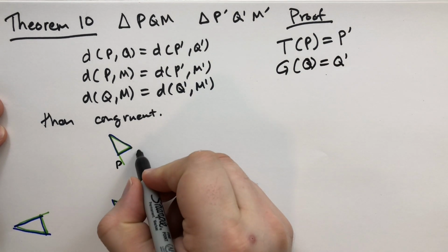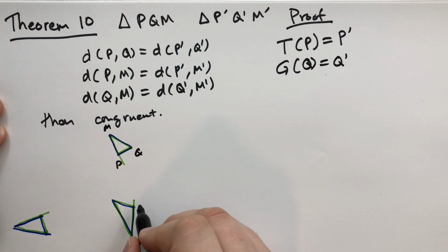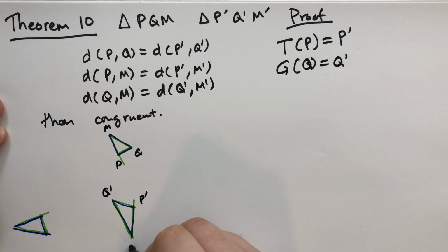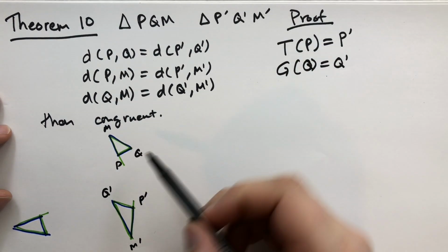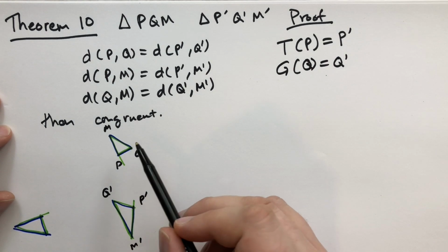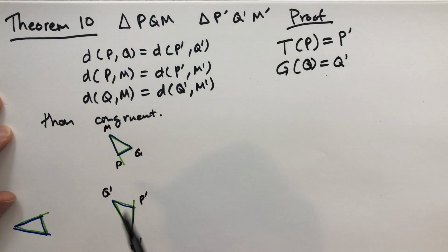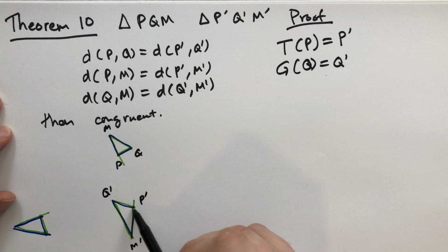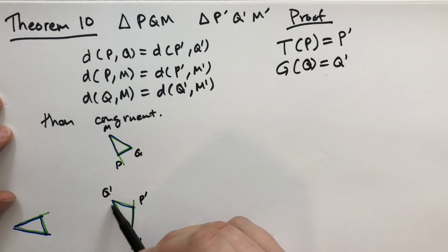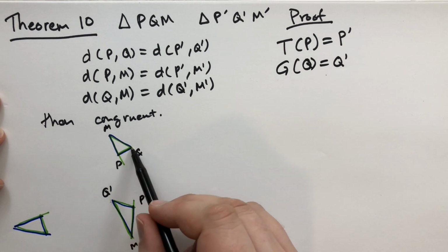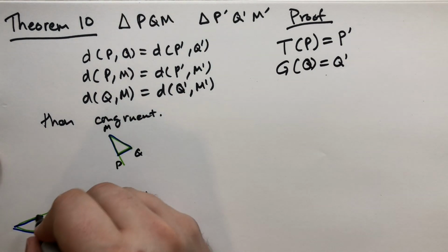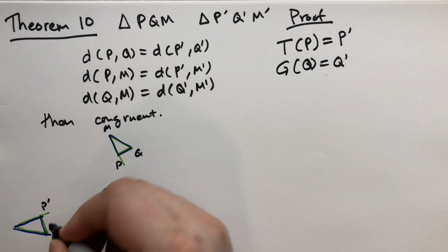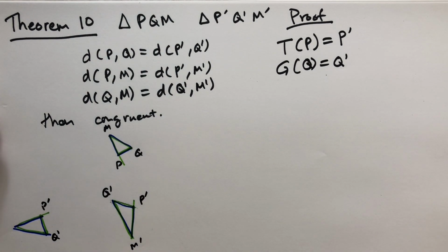So let's say this is P, Q, and M, and let's say this one is P prime, Q prime, M prime. What we've done so far is we've taken this line segment here, moved it over here, and then rotated it. So we've rotated the shape to map this line segment onto its counterpart, so we've shown that this line segment and this line segment are congruent. And the same thing over here. If this is P prime and this was Q prime, then at this point we would have a shape that looks like this.